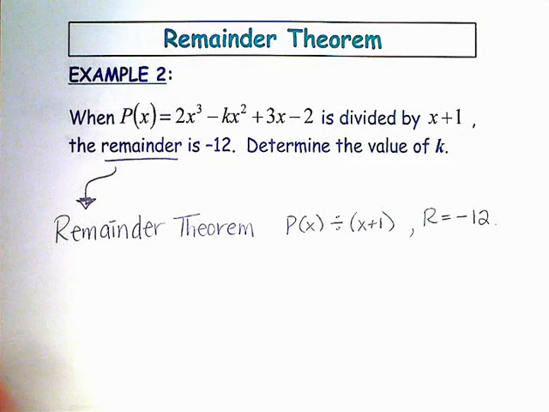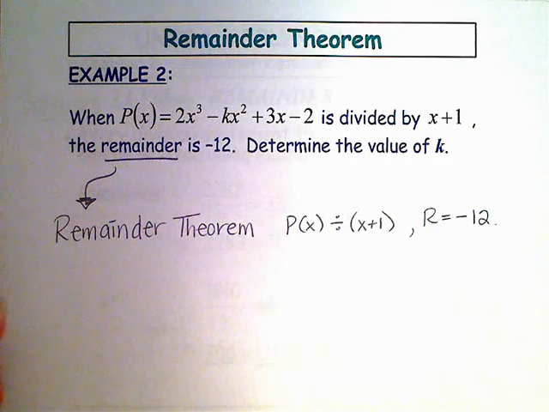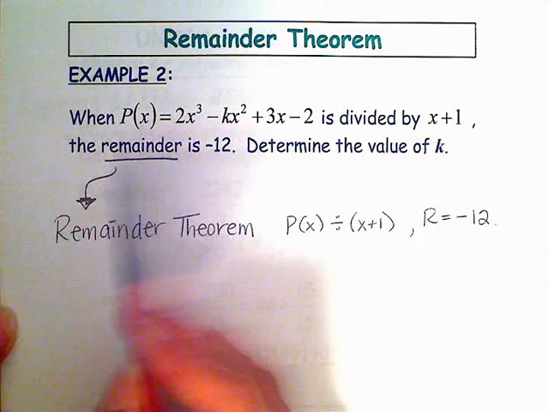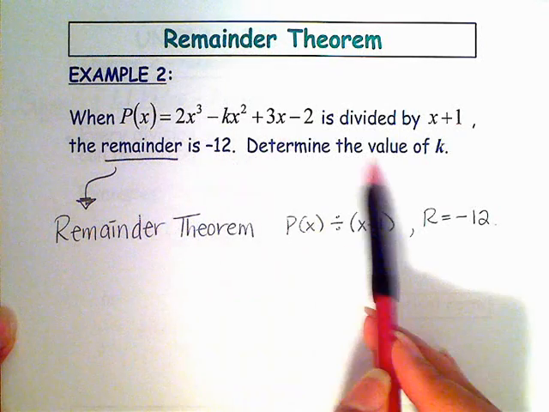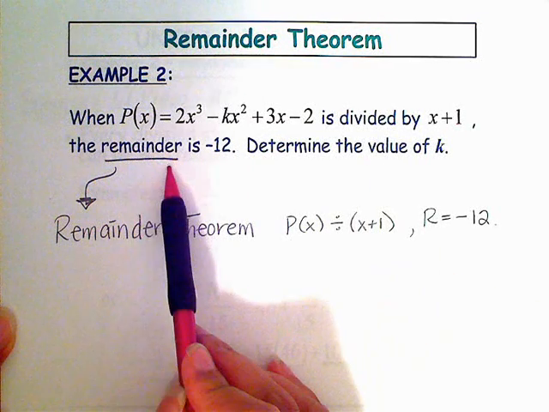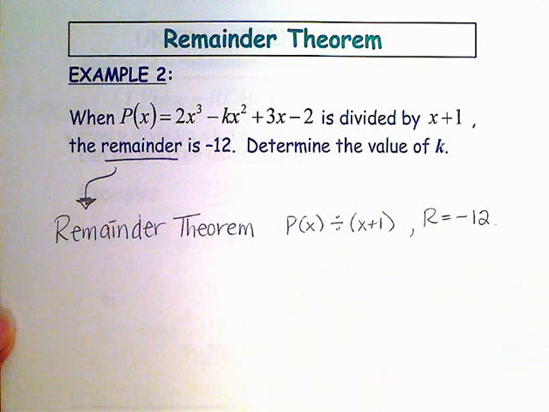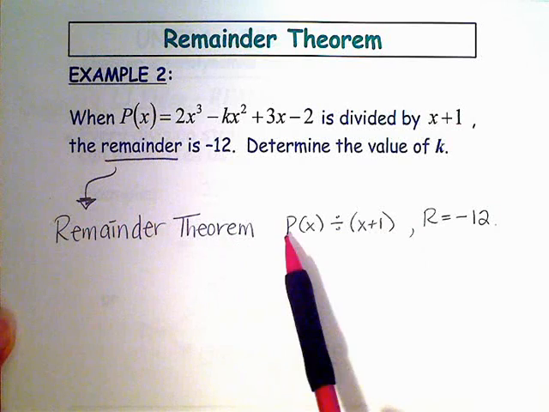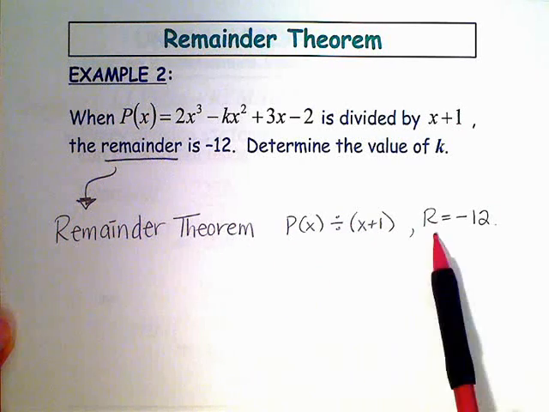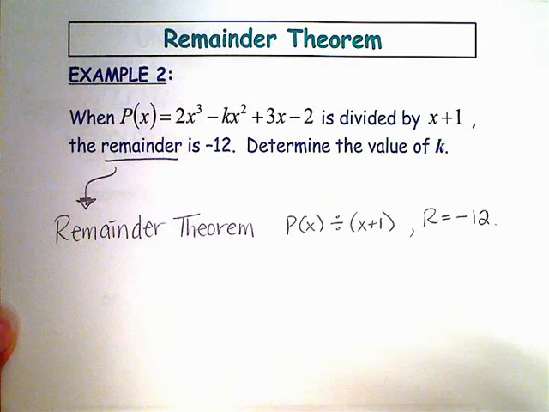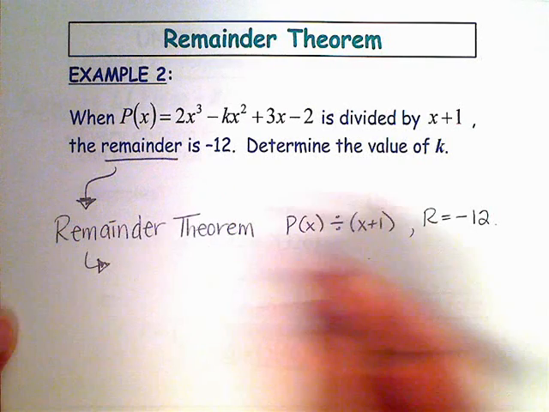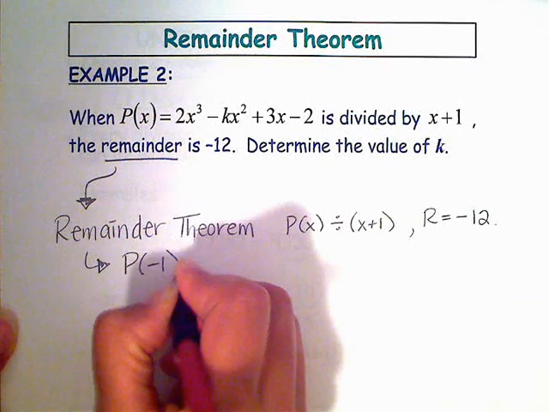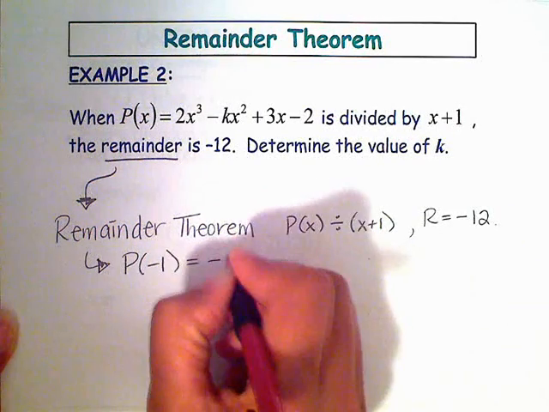Okay, example 2 says when p of x is equal to 2x cubed minus kx squared plus 3x minus 2 is divided by x plus 1, the remainder is negative 12. Determine the value of k. So in this case, because it tells me the remainder is going to be negative 12, it makes me think about the remainder theorem. And so what it's telling me so far is that when I divide p of x by x plus 1, I get a remainder of negative 12. So thinking back to the remainder theorem, what this means is that if I look at p of x equal to negative 1, then my result should be negative 12. The remainder should be negative 12.